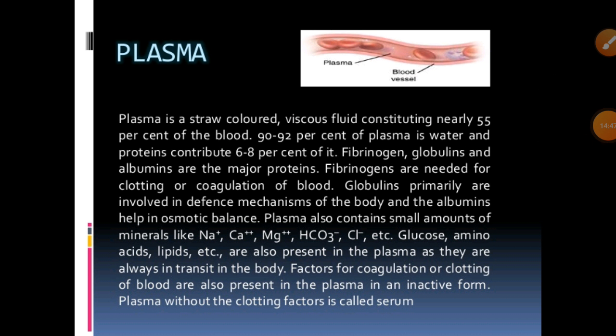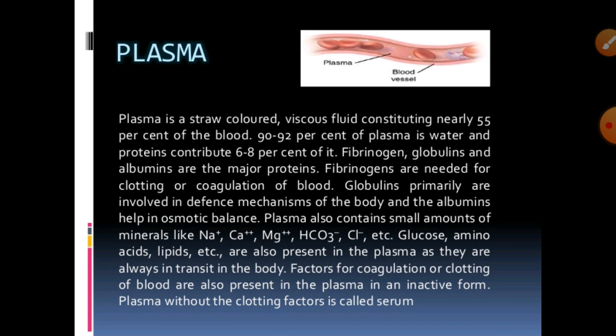That is, we can say the function of plasma. Directly we can say that this plasma always helps to transport the uniform distribution of heat all over the body, evenly. This plasma is also helpful for providing immunity to the body. It is always helpful for maintaining the blood pH.